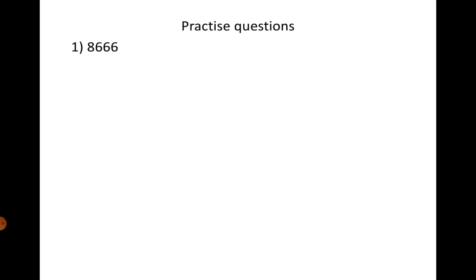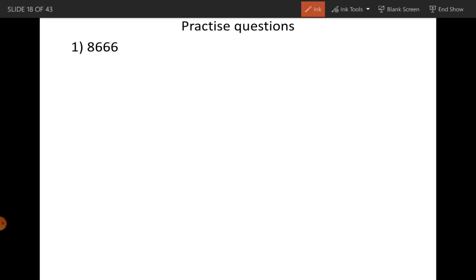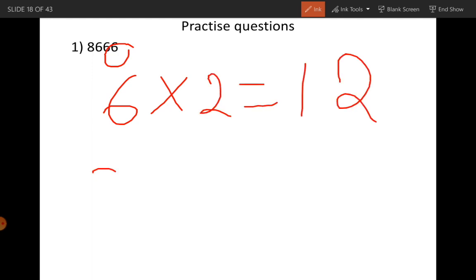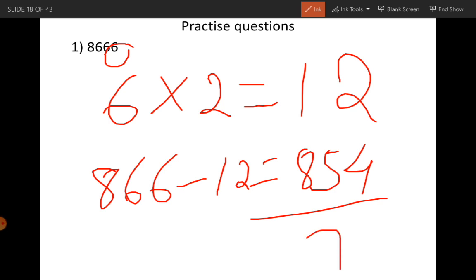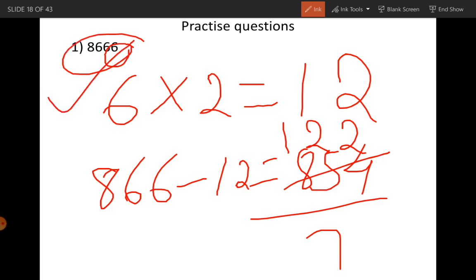Practice questions. The last digit is 6, so double of the last digit 6 is 6 into 2, which is equal to 12, and the remaining digits are 866. 866 minus 12 is equal to 854, and we have to test this number for divisibility by 7. 7 twos are 14, 7 twos again, 122, which is divisible by 7. So this number 8666 is divisible by 7.